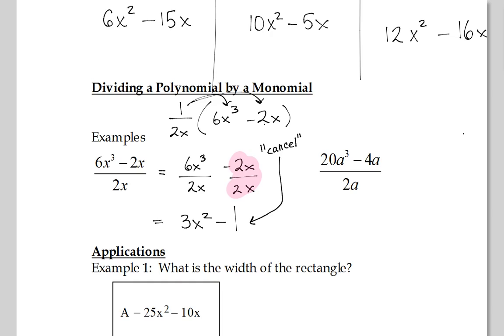The only time this fails is if x is equal to... this is a fail. You cannot divide by 0. So it always works unless x is equal to 0. So you can put that here if you like. x can't be 0.